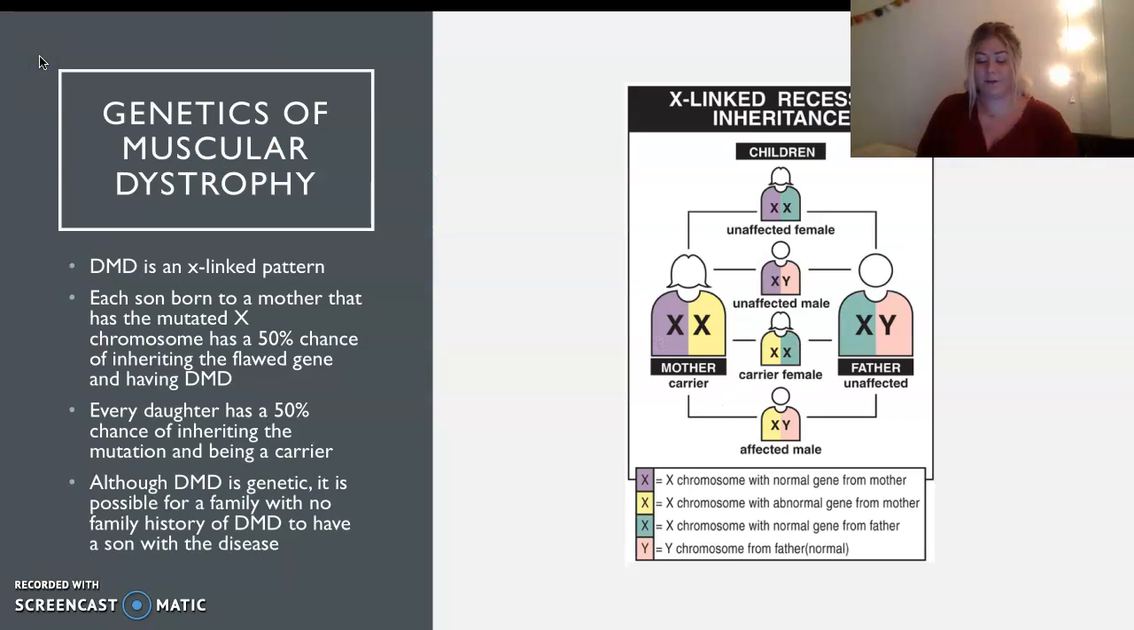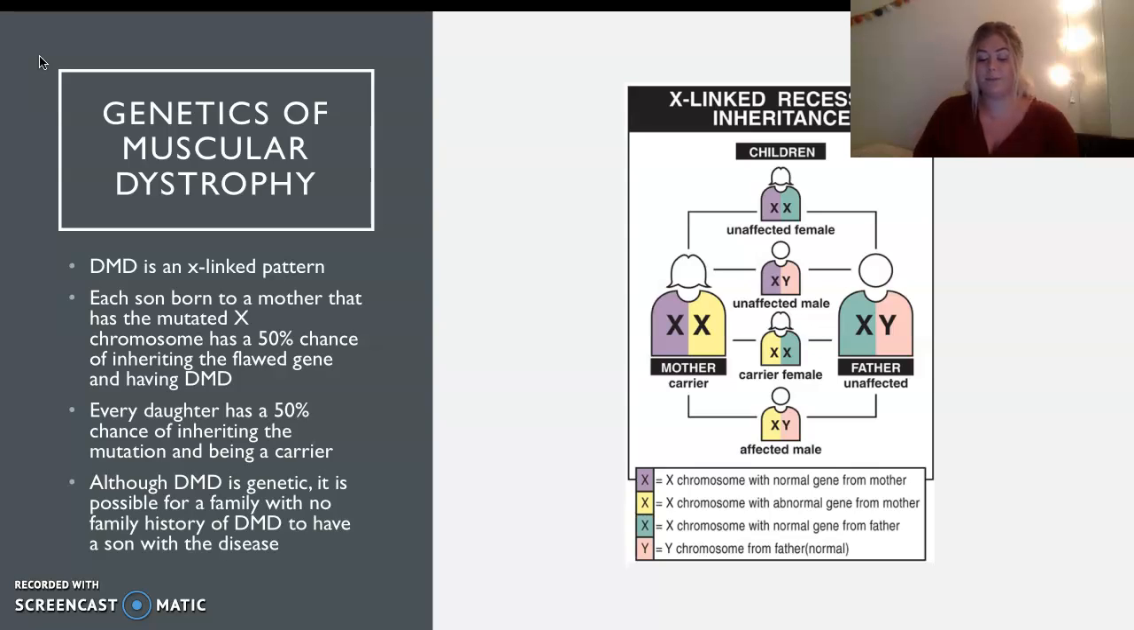So as far as muscular dystrophy goes, as I mentioned, all types are genetically inherited, and the gene that carries muscular dystrophy is an X-linked pattern, which means that the mutation is carried on the X chromosome, which is inherited mostly by the mother. Every son that is born to a woman with the dystrophin mutation on one of the X chromosomes has a 50% chance of inheriting the flawed gene, and every daughter has a 50% chance of inheriting the gene and becoming a carrier. So women are the carriers of muscular dystrophy, and they do not always show symptoms, but they do then have the ability to pass on the disease to their offspring.